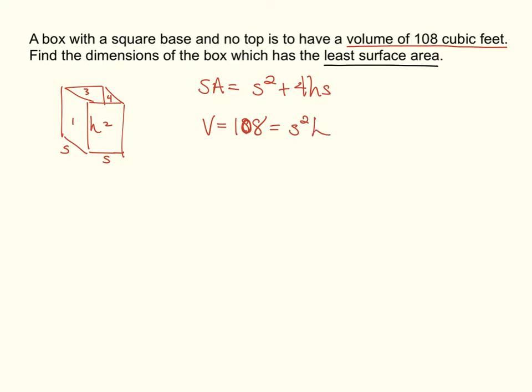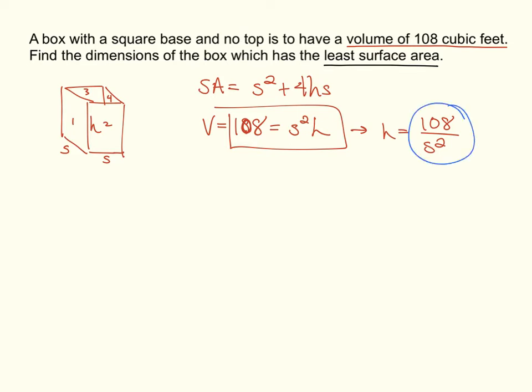We can now solve this equation for one of the two variables, and I'm going to elect to solve this for h. So this tells us that h will equal 108 over s squared. Now that this equation has been solved for h, I'm going to substitute this value in for h into the optimization equation. What that does is that gives us the optimization equation in one variable. So 4 times 108 over s squared times s.